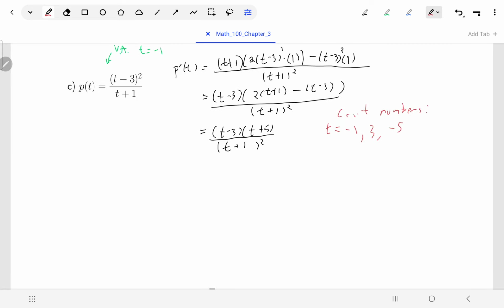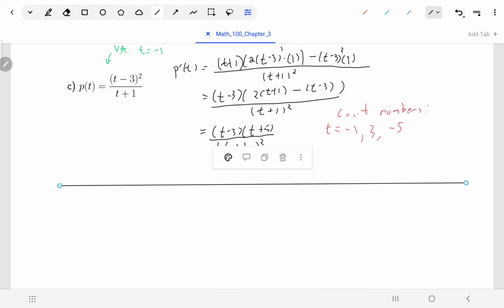So it looks like we have three critical numbers to put on our little number line. So let's do that. And going from smallest to largest, I will go with -5, then -1, then 3. And now for my choices of values for t, let's see, less than -5, I went with -6. Between -5 and -1, let's go with -2. Between -1 and 3, let's go with 0. And bigger than 3, let's go with 4.